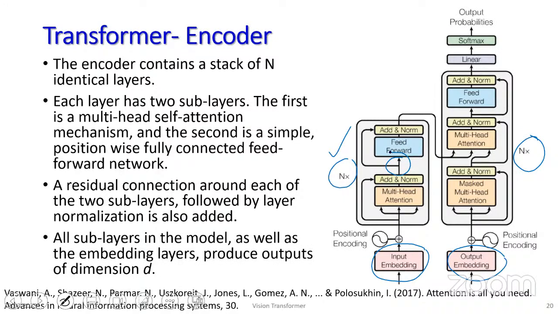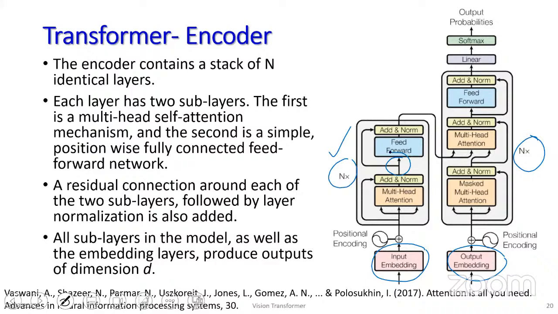And all sublayers in the model, as well as the embedding layers, produce outputs of a single dimension D, right? It's called D model, or whatever dimension you could call it. So let us clearly see what it is doing. First of all, the input embedding. As I told you, that embedding can be any kind of embedding that you would like to apply on your input sequence. That embedding can be a word embedding, right? Then we do positional encoding.